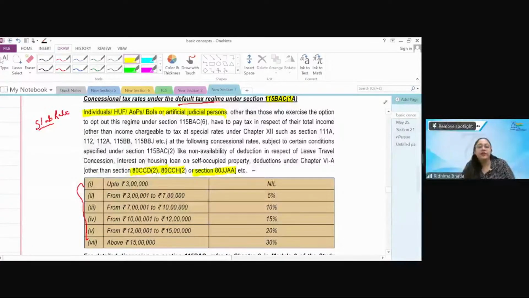Okay. So 3 to 7, 5%; 7 to 10, 10%; 10 to 12, 15%; 12 to 15, 20%; and 15 above, 30%. 15 above का question आता है तो remember 1,40,000 का tax बनता है यहाँ तक, उसके बाद you can calculate it.